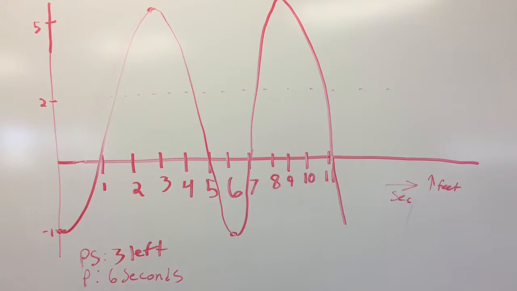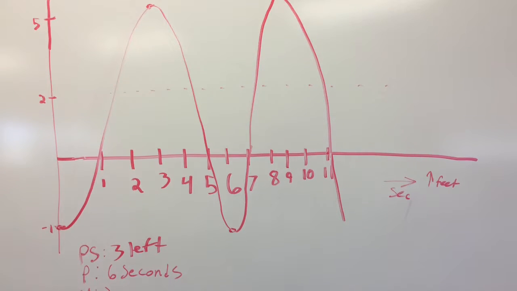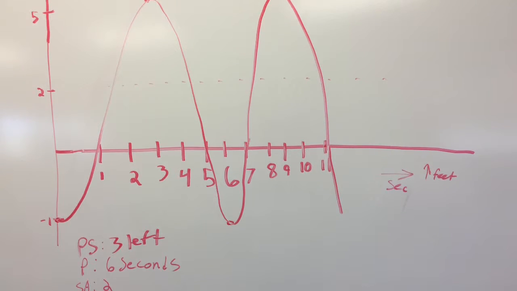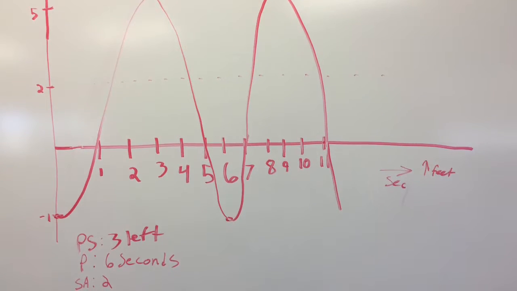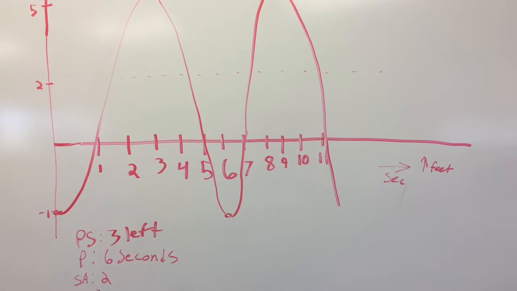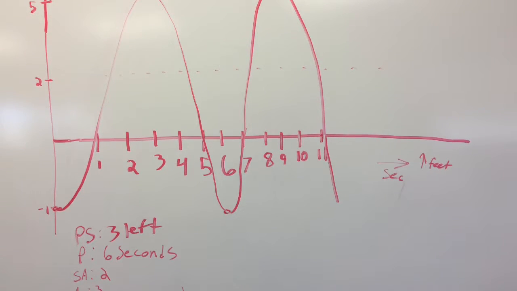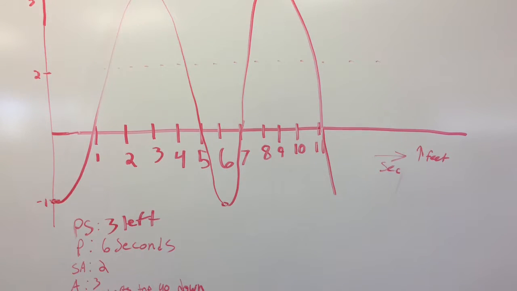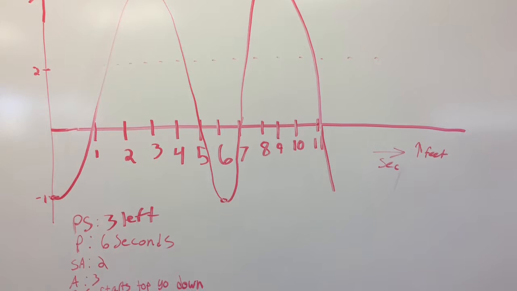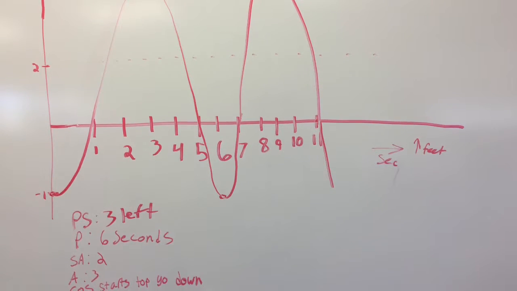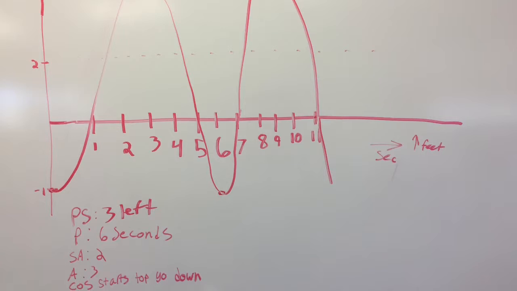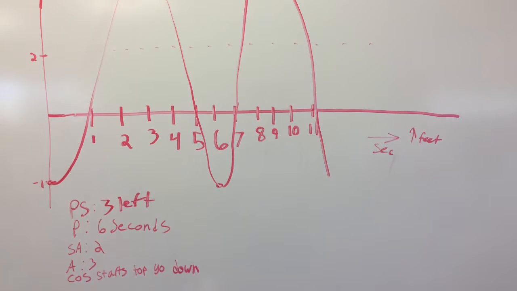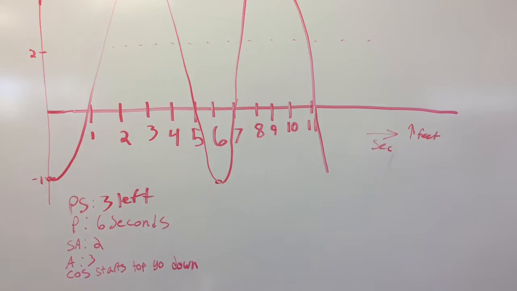Our period in this graph is 6 seconds from top height to top height, from where I reach my max height on my jump to the very next time that I reach my max height. Our sinusoidal axis is the middle of our graph, which is the max height plus the lowest depression added together and divided by 2, which is 2. And our amplitude is from our sinusoidal axis to the top max height that I reach after a jump, and that reaches 3. So we use cosine because we are starting from the top and going back down.